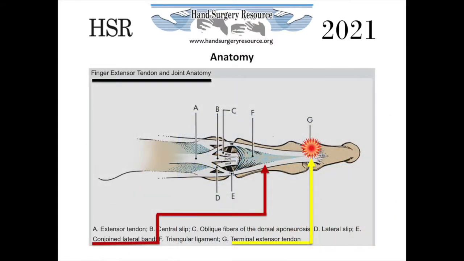When dealing with mallet finger and mallet fracture injuries, it's important to understand the extensor tendon anatomy on the dorsum of the digit. The two conjoined lateral bands combine to form the terminal extensor tendon, which is the structure that ruptures in the typical mallet finger injury.